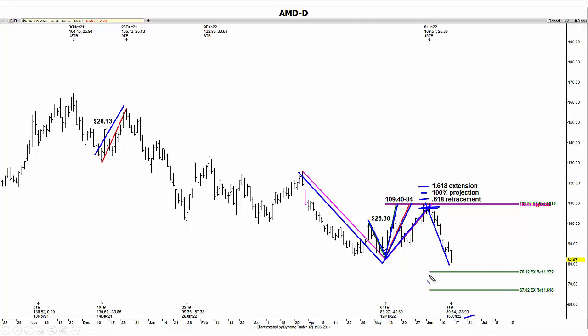Now typically the target's going to be here, but we don't always meet our target, so if you get involved in a trade, don't assume that you're going to get that target. Just trail stops down as you go, just in case we don't meet the target.